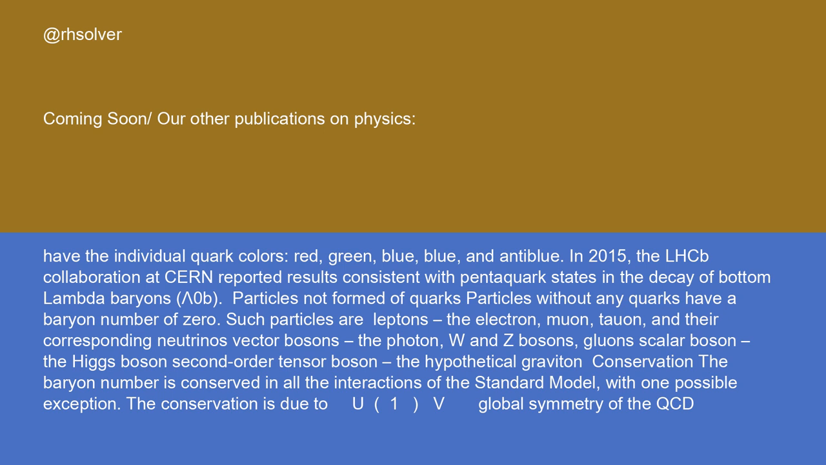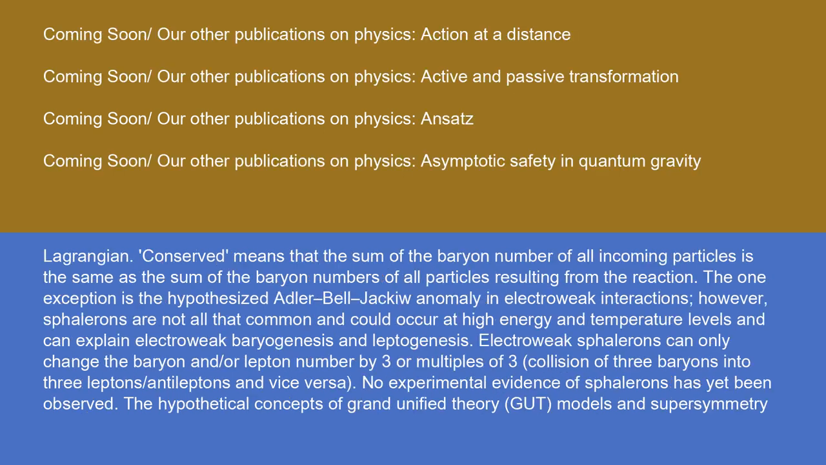Conservation. The baryon number is conserved in all the interactions of the standard model, with one possible exception. The conservation is due to the U(1)_B global symmetry of the QCD Lagrangian. Conserved means that the sum of the baryon numbers of all incoming particles is the same as the sum of the baryon numbers of all particles resulting from the reaction.